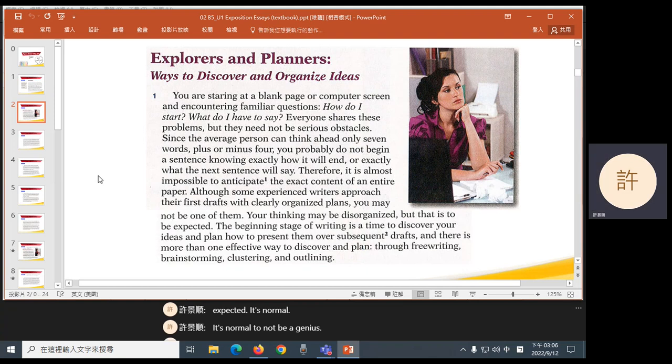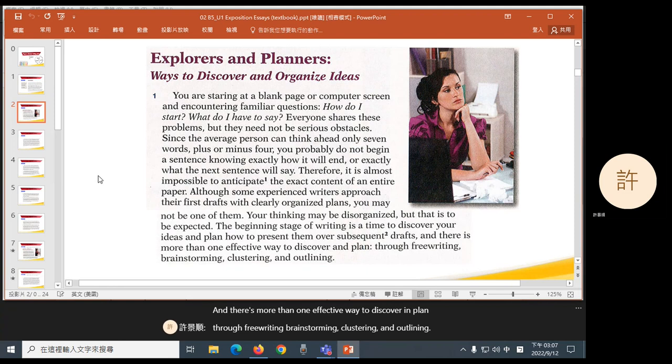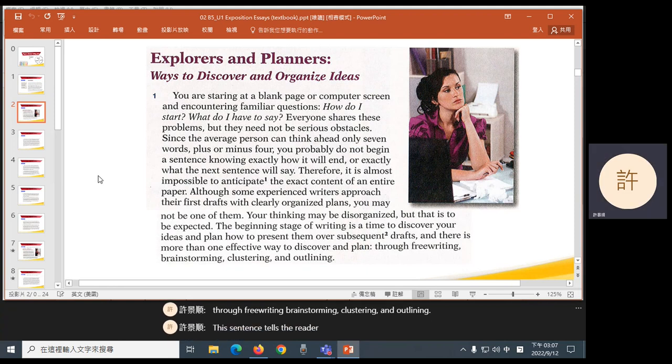The beginning stage of writing is a time to discover your ideas and plan out how to present them over subsequent drafts. And there's more than one effective way to discover and plan: through free writing, brainstorming, clustering, and outlining. This sentence tells the reader what the rest of the essay will talk about in detail. So the main idea is, here's how to come up with new ideas.